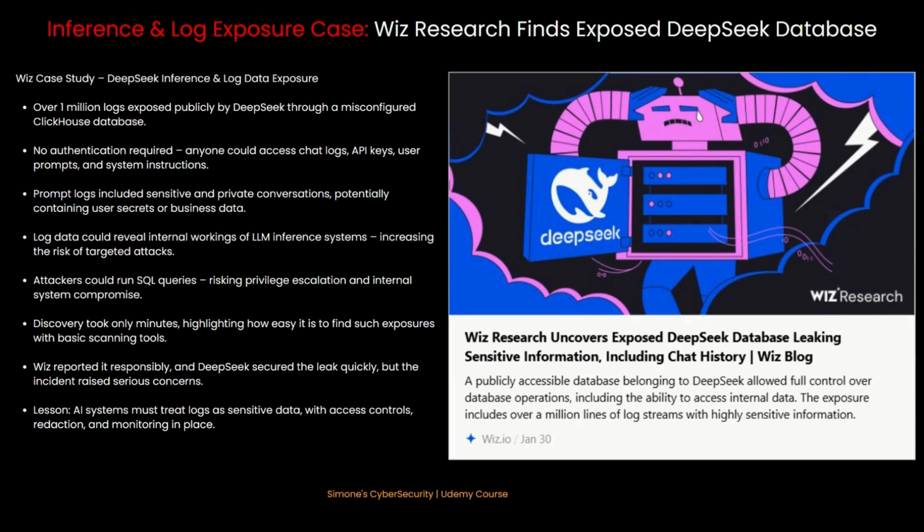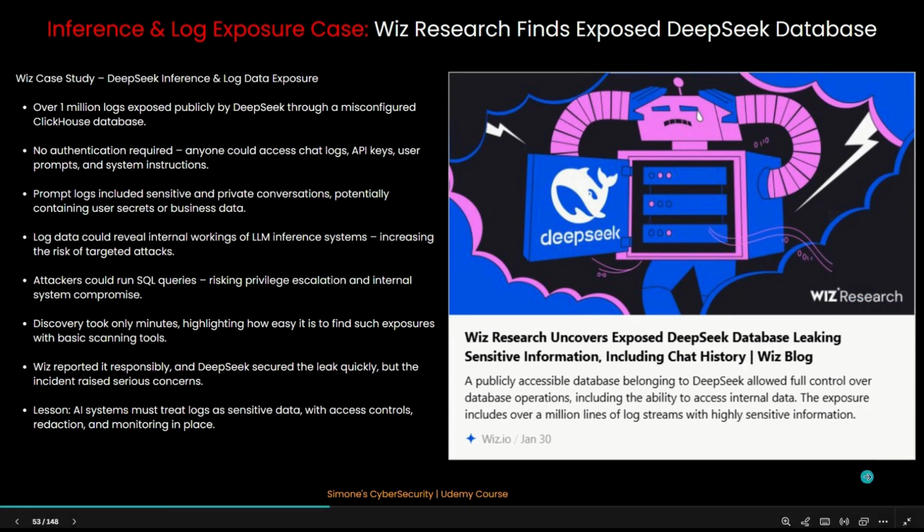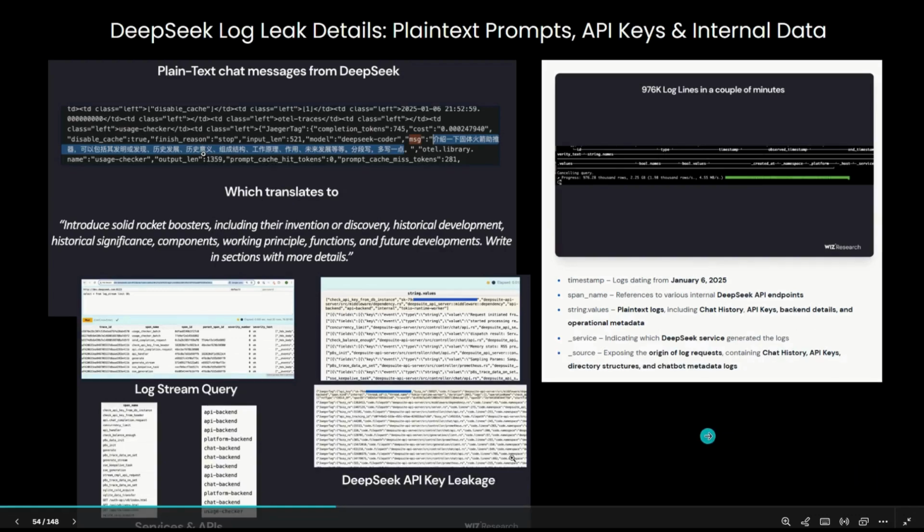In this case study, we will look at another critical part of the LLM provider's infrastructure, that is log data and inference storage, and how misconfigurations at this layer can lead to major data exposure. This example comes from a security report by Wiz Research, which uncovered that DeepSeek, a major LLM provider, had publicly exposed over 1 million log entries through a misconfigured ClickHouse database. Let me show you on the next slide some screenshots from the Wiz security report that their security researchers presented.